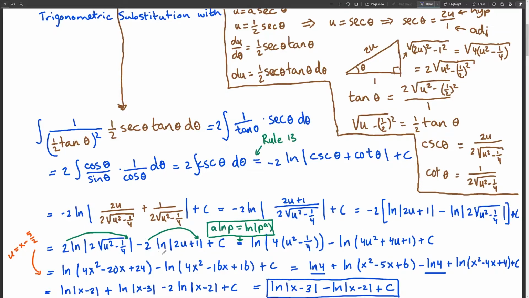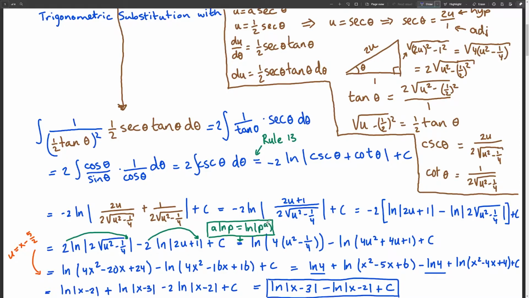Now we see that the negative 2 is multiplied by a negative ln, so I pull that to the front so I can make that positive 2 ln of the absolute value of 2 times square root of u squared minus 1/4, and then we have a minus 2 ln of the absolute value of 2u plus 1. Now, bringing in that factor in the front, we can use the rule that a ln p is ln of p to the power a.